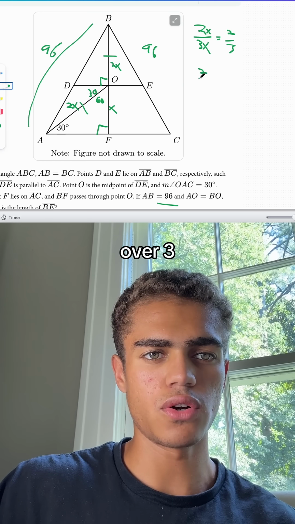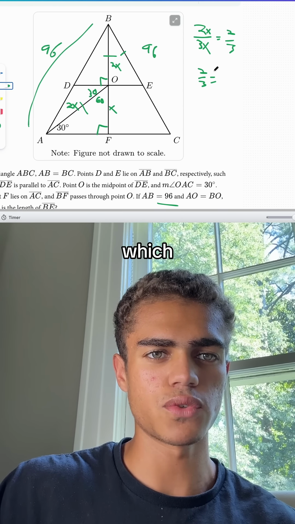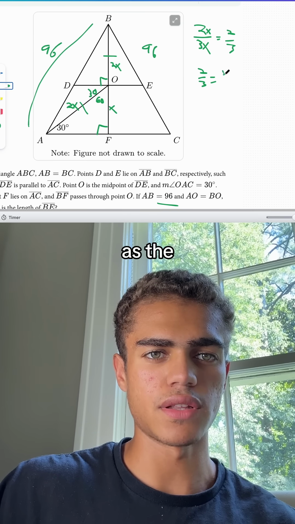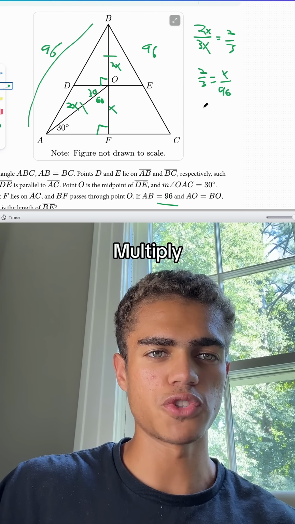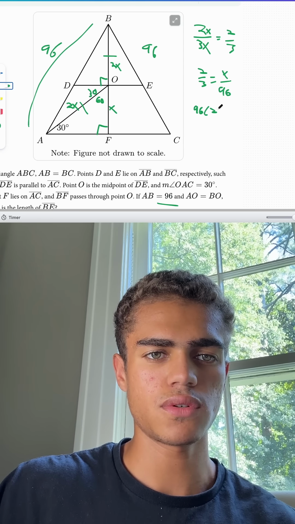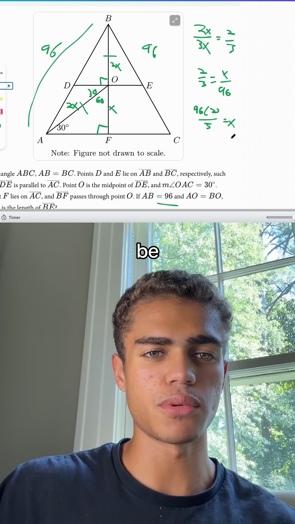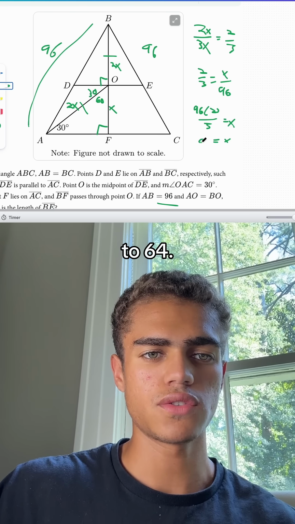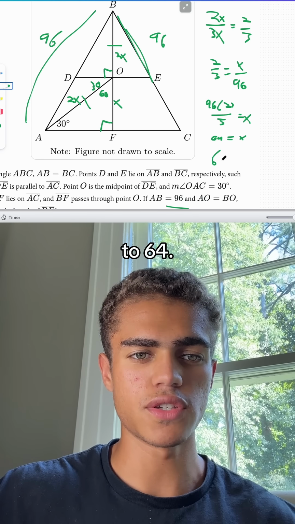So 2 over 3 equals the x, which I'll just put x again as the length of the small side, over 96. Multiply that so we get 96 times 2 over 3 equals x, and that is going to be equal to 64. So the side length BE is going to be equal to 64.